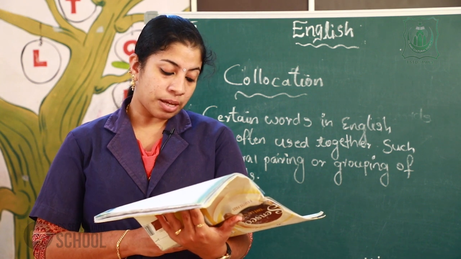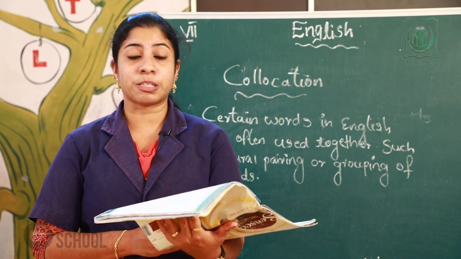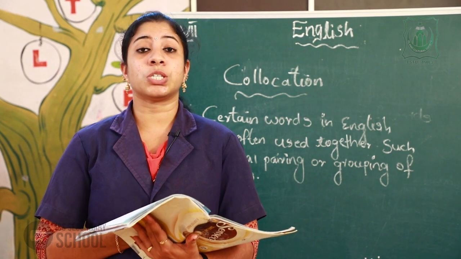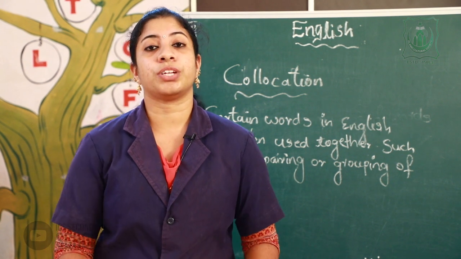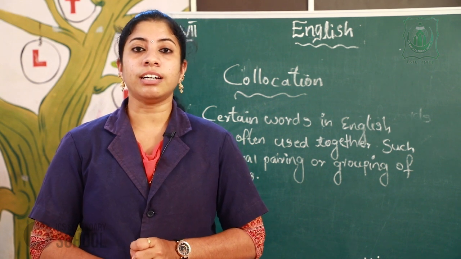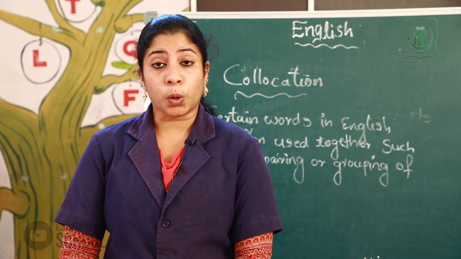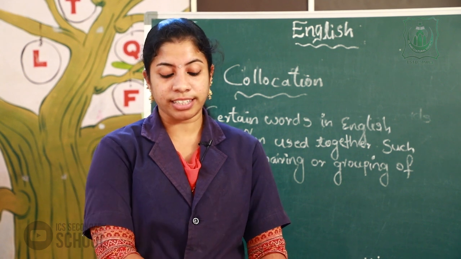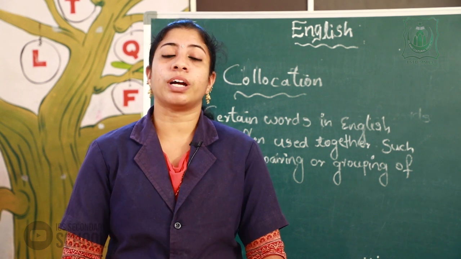Now the last one: match words in column A with those in column B and make suitable expressions. There are two columns; find out which words are suitable collocations. These are the activities of today's class. First, complete the activity in correct order, then conversation, crossword puzzle, idioms, I wish I had, then choose the correct words, and last one, collocation.